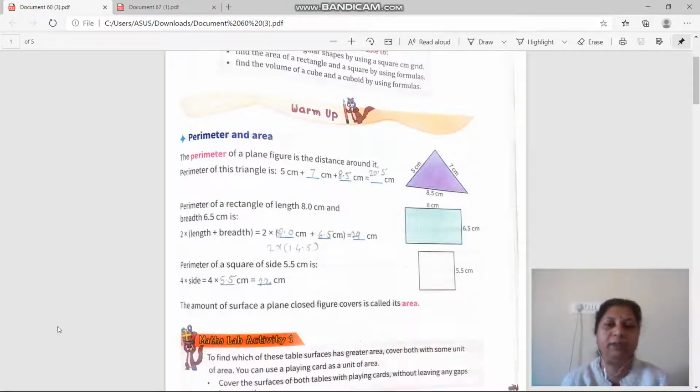So what is the definition of area? The amount of surface a plane closed figure covers is called its area. Okay, I will repeat again. The amount of surface a plane closed figure covers is called its area.